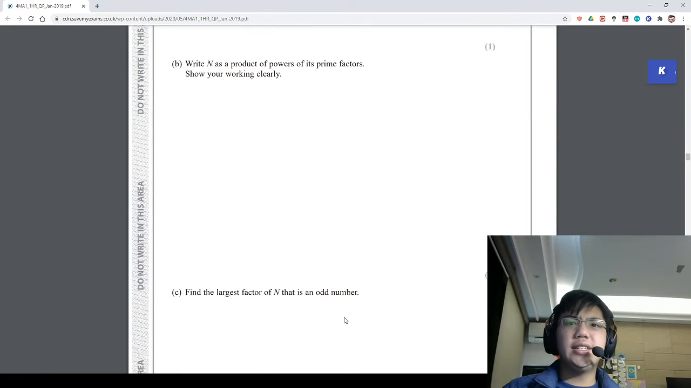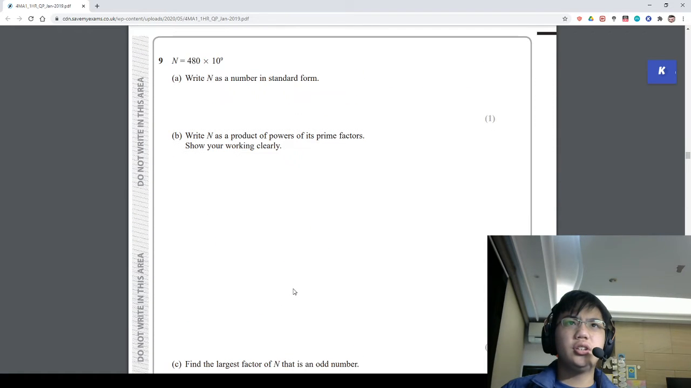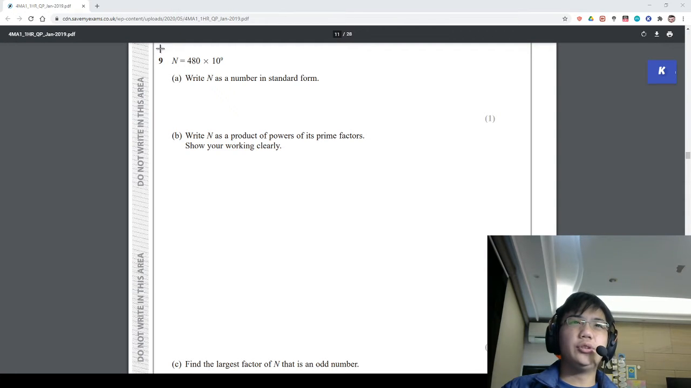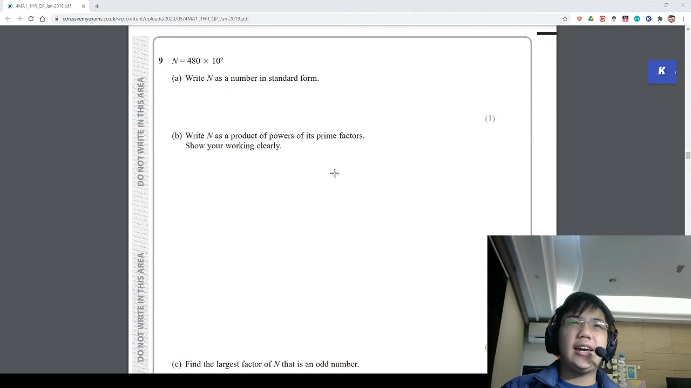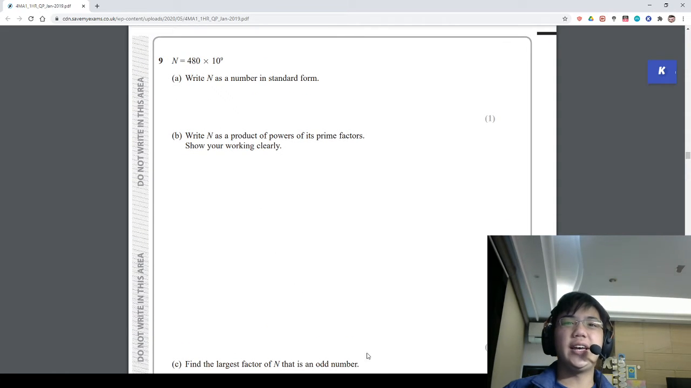The next question is actually a three-part question. So we have a number here. We need to write this number in standard form. We need to write this number n as a product of its prime factors, and we need to show our working clearly. And lastly, we need to find the largest factor of n that is an odd number.